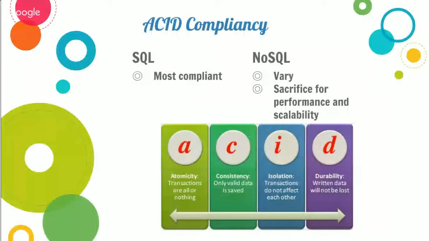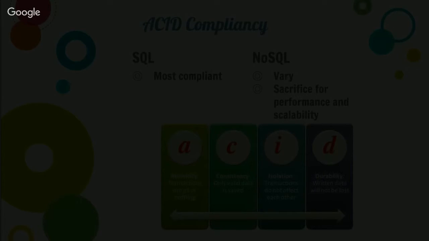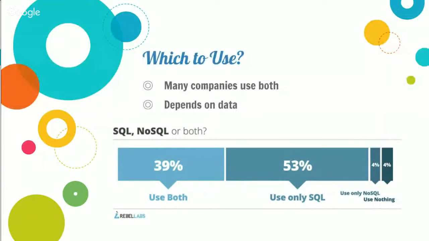Finally, for ACID compliancy, most of the SQL relational databases are ACID compliant. However, for NoSQL, it varies between the technologies. Many of the solutions sacrifice ACID compliancy for performance and scalability. Although there are many differences in the two types of databases, it is possible to utilize more than one type of database in a company. In fact, many companies opt to use both types of databases concurrently. However, it really depends on the data.